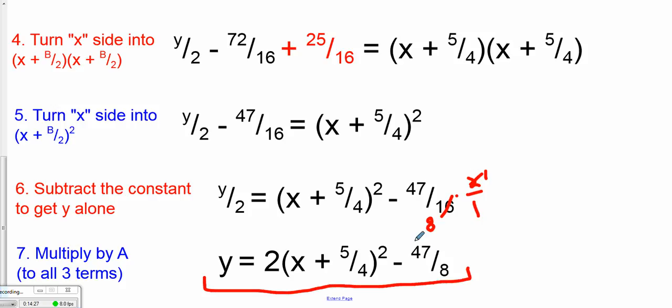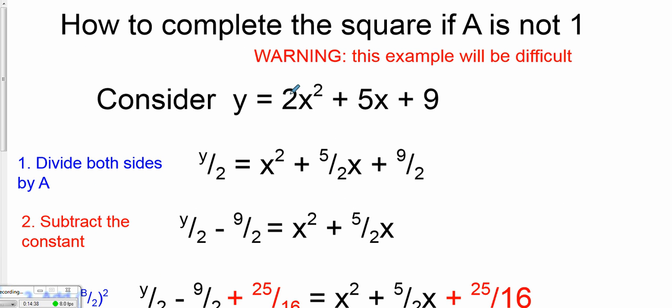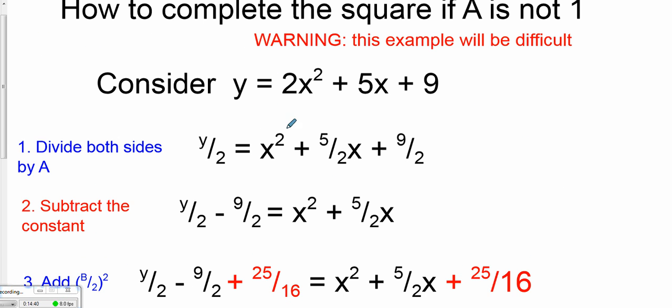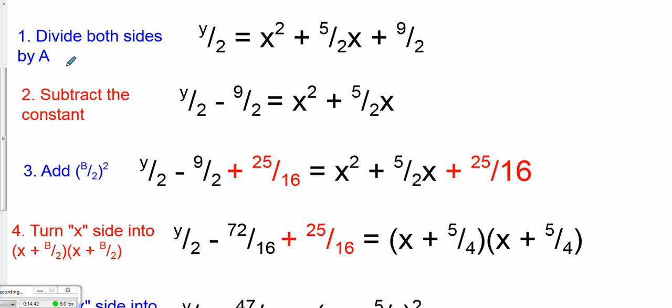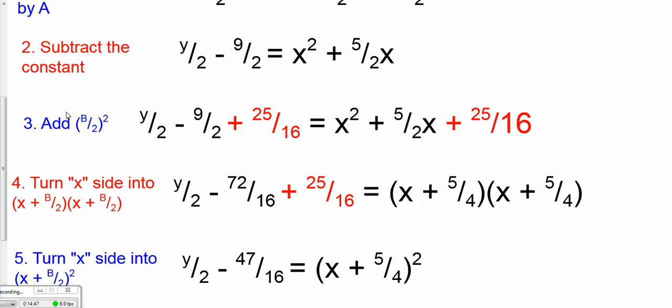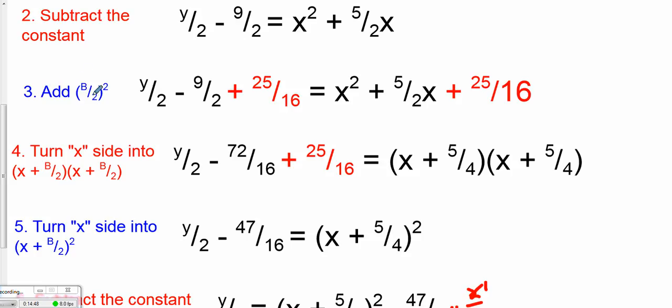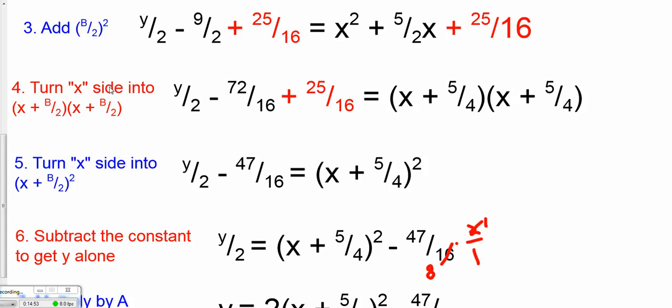Now, you would not be expected to graph this with all of these fractions, but I wanted to walk you through the steps. This is how you would do a completing the square if you had an a value that was not 1. So again, write these down and remember them. Divide both sides by a. Subtract the constant. Add half of b squared to both sides.